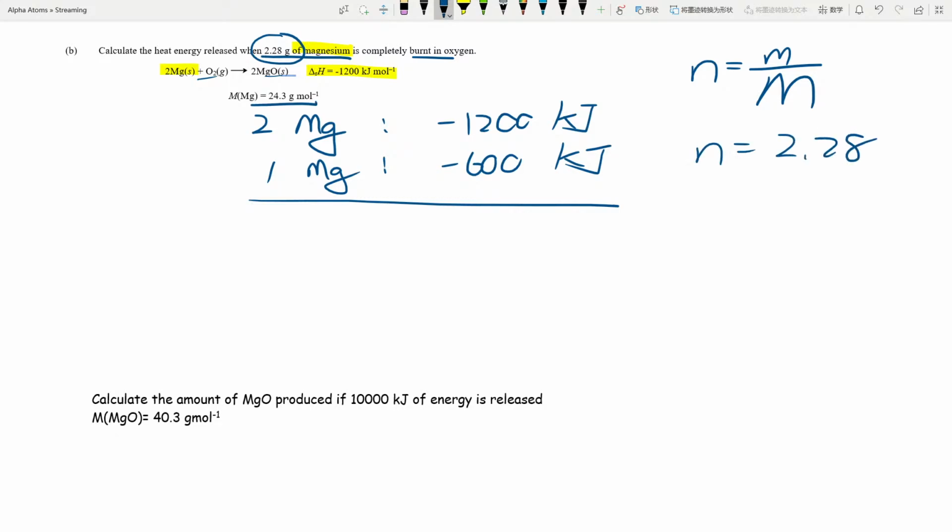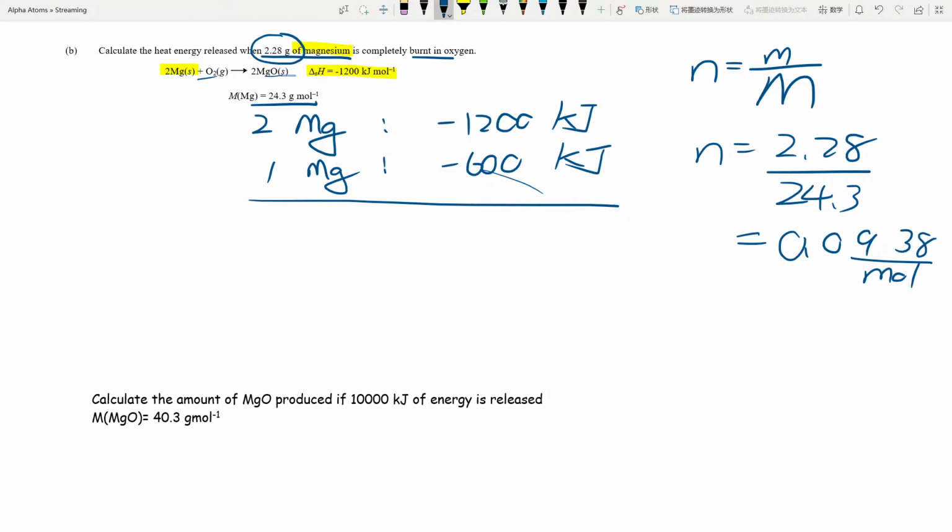What is the molar mass? 24.3. So I'm just going to crunch these numbers on my calculator. 2.28 divided by 24.3, which is 0.0938 mole. Now, if you are doing the calculation with me, that's not the entire number being displayed on my calculator. I'm just rounding to 3 SF, but on my calculator it actually says 0.09382716, which is going to be all the numbers that I'm going to be using for the calculation.